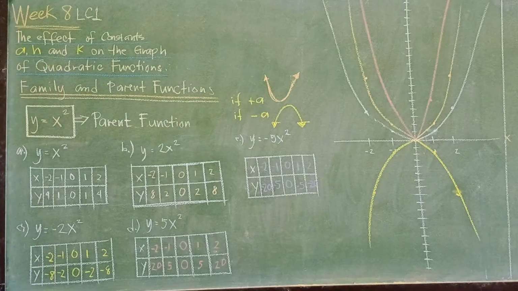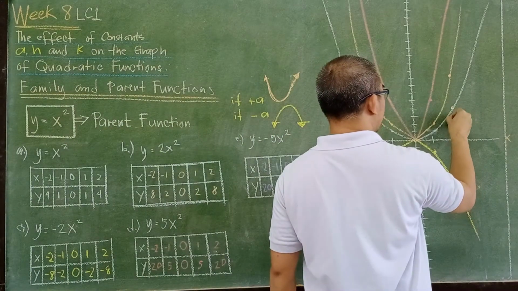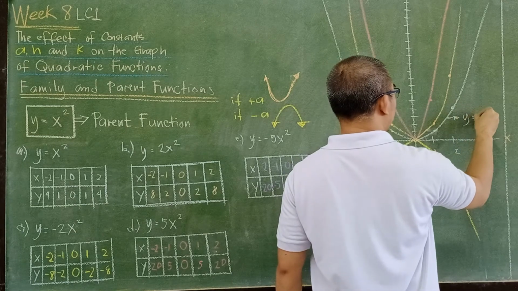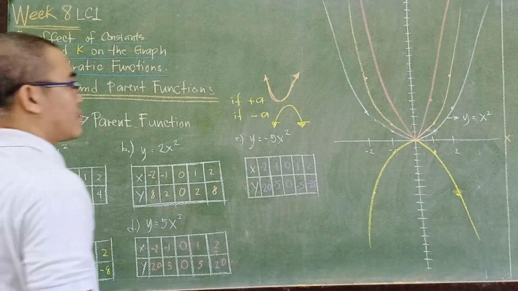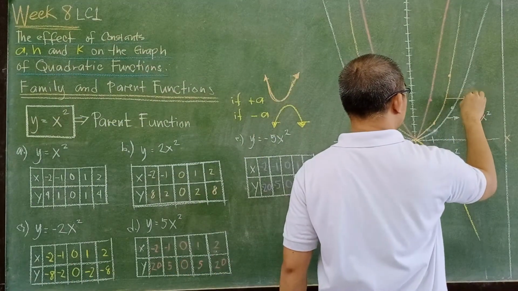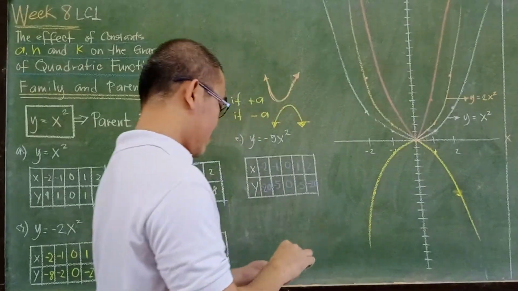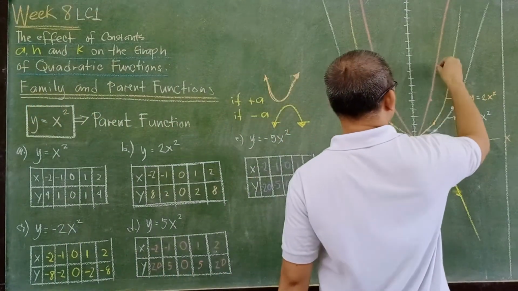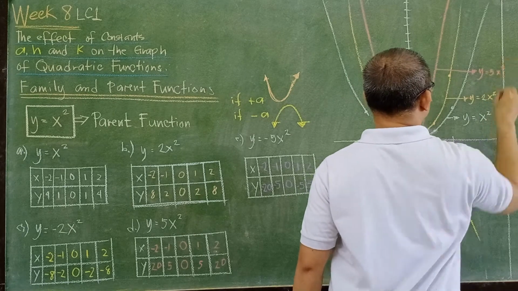Yan, probably diyan pa lang nakikita ninyo na kung ano ang nangyayari kapag tumataas yung value ng A. So, yung first, this is y = x squared. Tapos, this is y = 2x squared. Tapos, this is y = 5x squared.